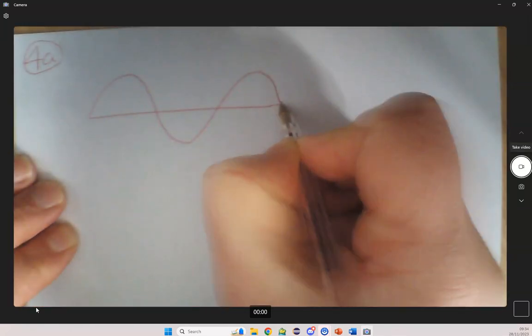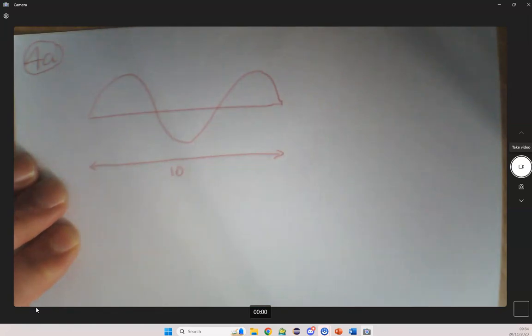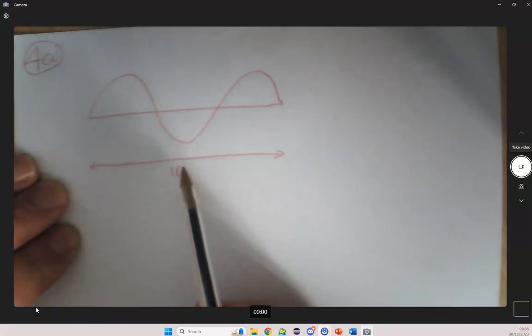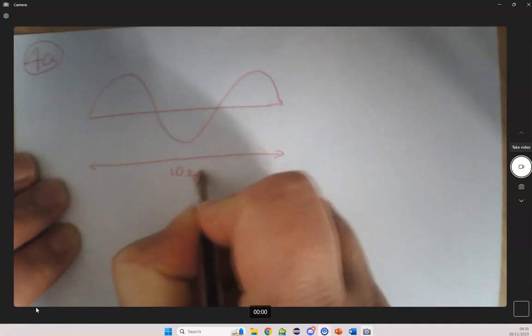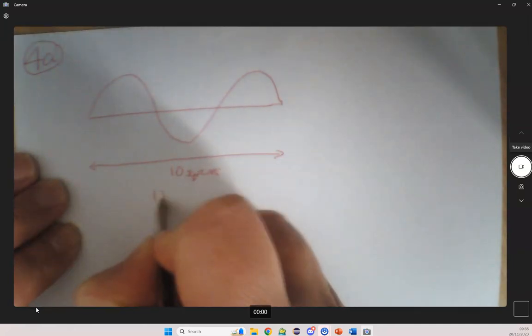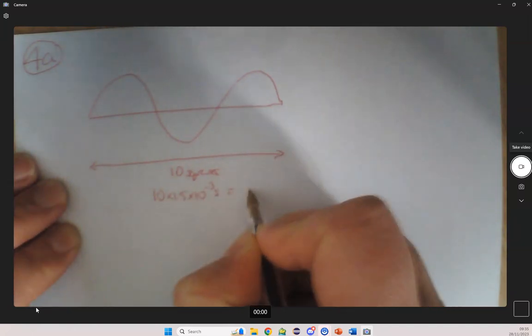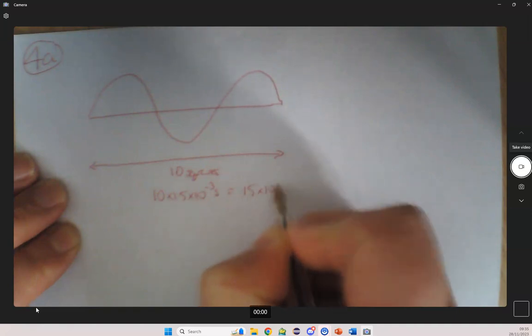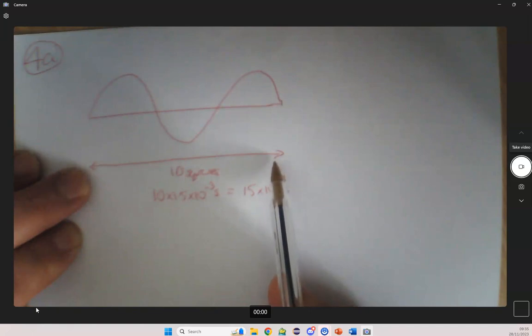What I've got then is this wave, and they've given us 1.5 waves, like this. Now, this distance from here to here is 10 squares, and each of them is 1.5 milliseconds. So that's 10 squares. Therefore, I've got 10 times 1.5 times 10 to the minus 3 seconds, which is equal to 15 times 10 to the minus 3 seconds, or 15 milliseconds. So that's the whole duration from there to there.